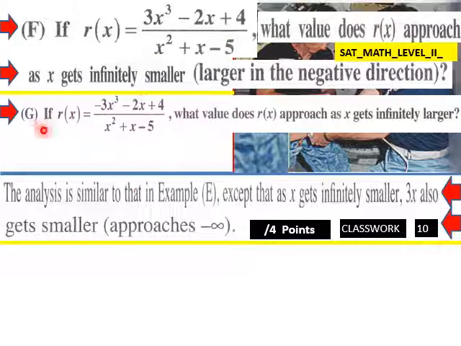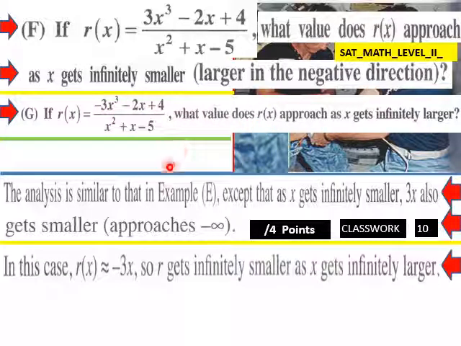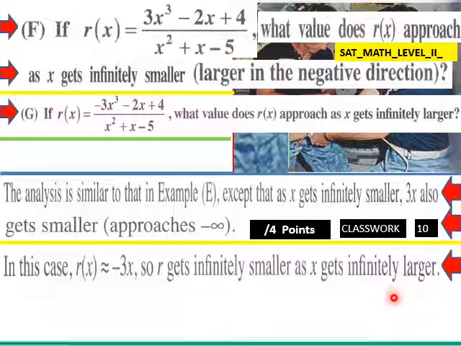So for G, if r of x equals negative 3x cubed minus 2x plus 4 over x squared plus x minus 5, what value does r of x approach as x gets infinitely larger now? In this case, r of x approximates negative 3x, so r gets infinitely smaller as x gets infinitely larger.